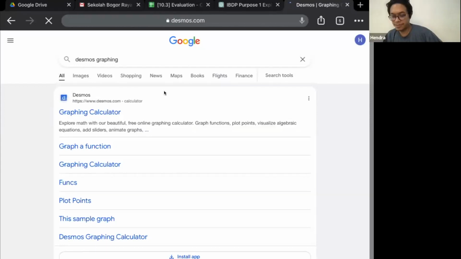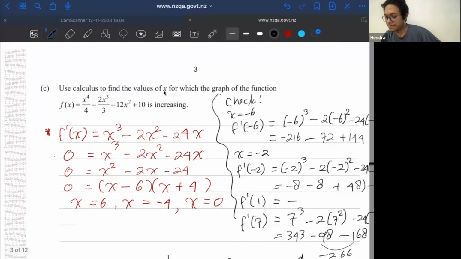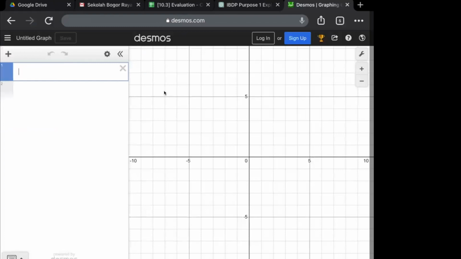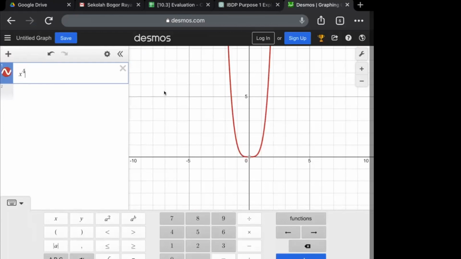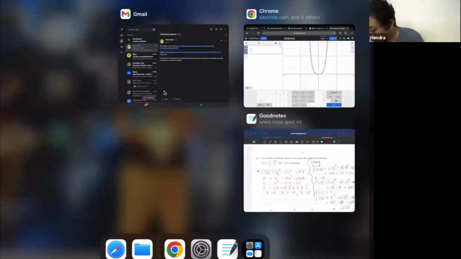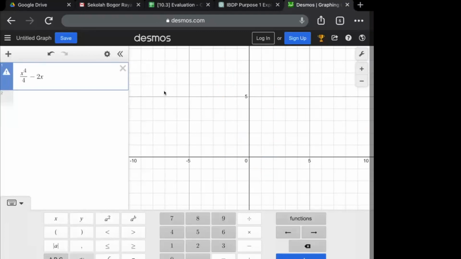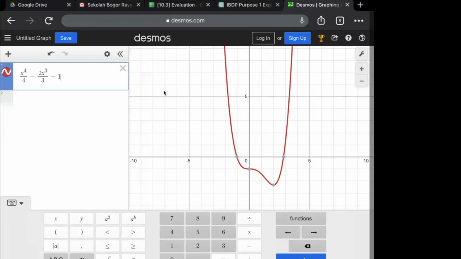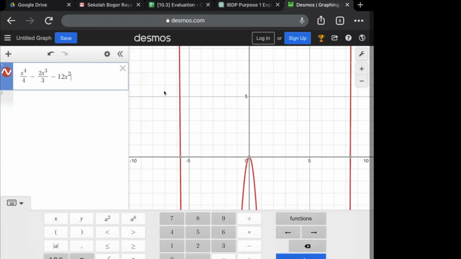What is the function again? x to the power of 4 over 4, minus 2x³ over 3, minus 12x² plus 10.